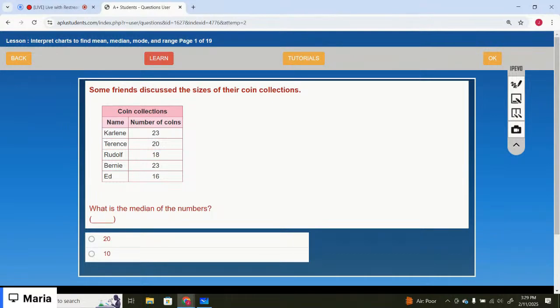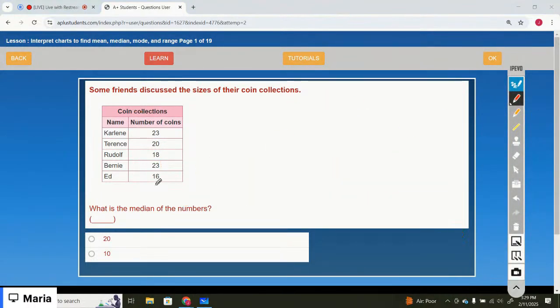Okay, some friends discussed the sizes of their coin collections. What is the median of the numbers? Median is exactly the middle number. Let's arrange these numbers from least to greatest: 16, 18, 20, 20, 23, and 23. The middle number is the median. So the correct option is 20.